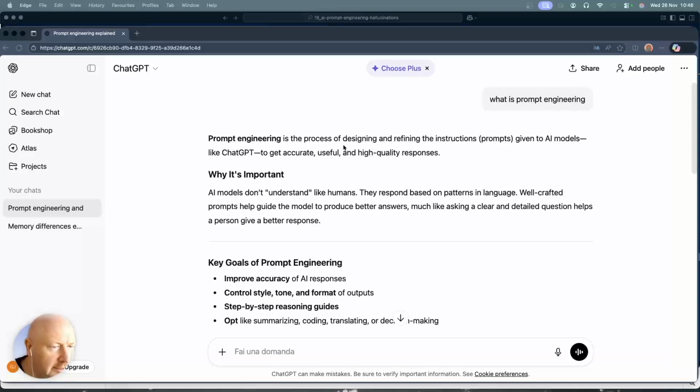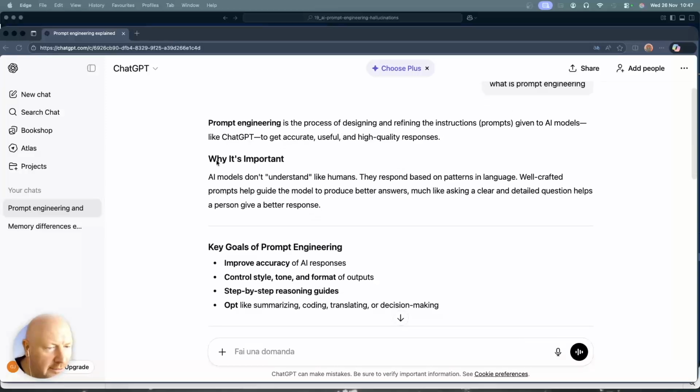But having the correct prompt for that model is critically important, and at a basic level of understanding, it says prompt engineering is the process of designing and refining the instructions, which are the prompts given to AI models, to get accurate, useful, and high quality responses. That summarizes what you're really trying to do: get accurate, useful, and high quality responses. It says why it's important.